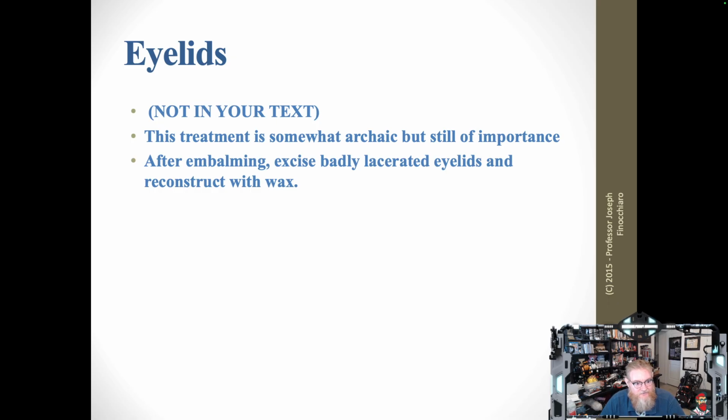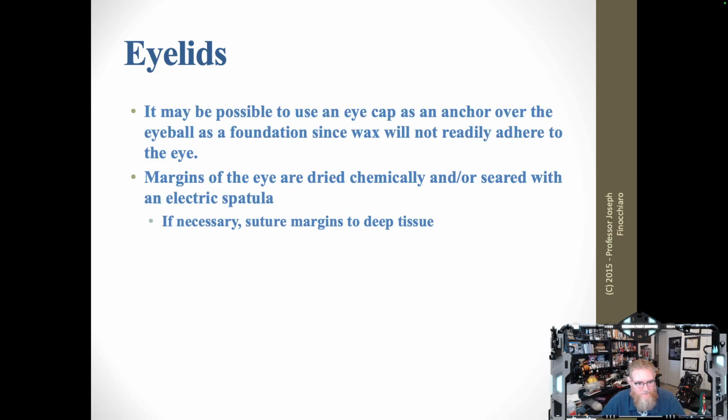Eyelids. This treatment is somewhat archaic, but still of importance. I think I pulled this treatment from the Restorative Art by J. Sheridan Mayer book. After embalming, excise badly lacerated eyelids and reconstruct with wax. Working under a principle, if it's all dead up there, you're probably just better off getting rid of it so it doesn't rot, and then recreate the eyelid. It may be possible to use an eye cap as an anchor over the eyeball as a foundation, since wax will not readily adhere to the eye.